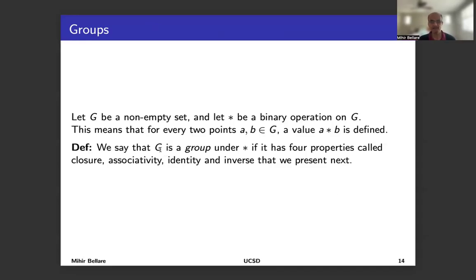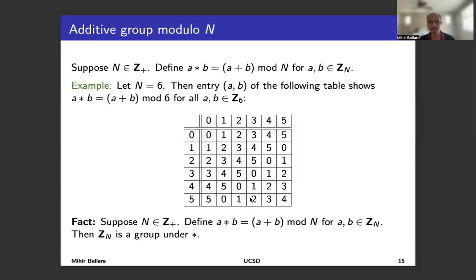Now, the set G is a group under this operation if it has a set of 4 properties called closure, associativity, identity, and inverse. And we'll present those in a bit. But first, we may as well look at some examples to make this concrete. In this case, I fix a number n, which is positive, and I will define a group which depends on this n. I first need an operation, and I'll pick a simple one. Given 2 numbers, I will add them and return the result modulo n.